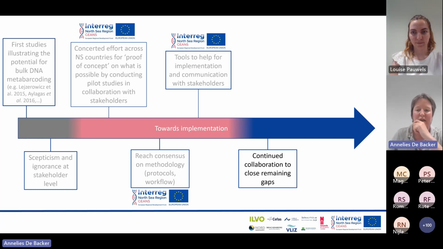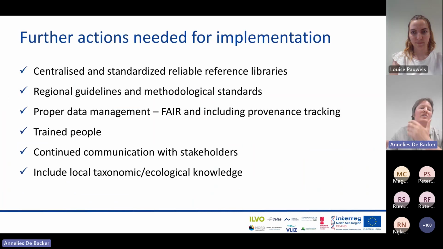But of course, we have to keep this momentum for continued collaboration, because there are also still some gaps, and we have to close these gaps. So there is also still some work ahead. And which actions do we think are important to take implementation further? The first one is centralized and standardized reliable reference libraries. As you've seen, within GEANS, we have been centralizing for North Sea macrobenthos, but there are other faunal groups as well. So we need to do this for more faunal groups, and also even the one we built can be further elaborated on, and ideally also include other markers in these reference libraries.